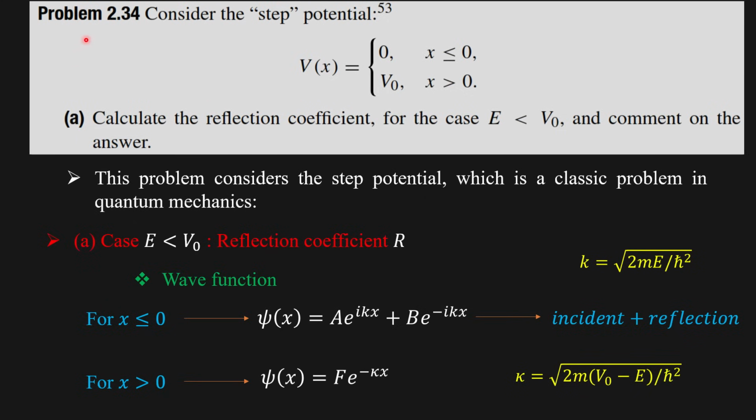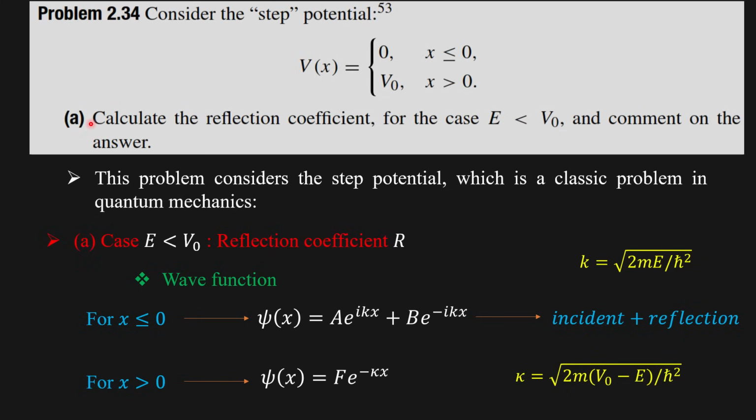Today we will solve problem 2.34 of Griffiths, third edition, Introduction to Quantum Mechanics. Problem 2.34 is: consider the step potential as given below. That is, V of x is equal to 0 when x is less than or equal to 0, and it is equal to V naught when x is greater than 0.